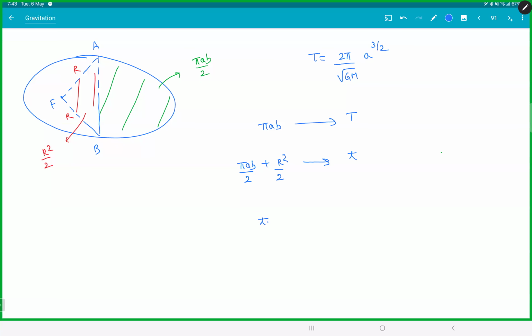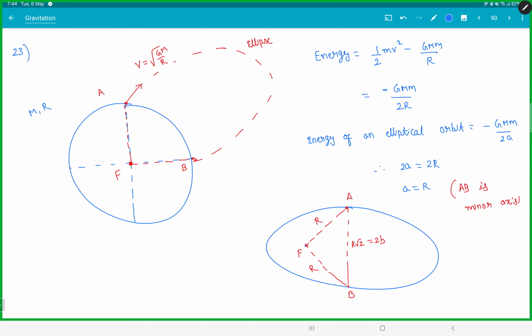So what is small t? It is pi AB by (pi AB by 2 plus r square by 2) into T. A is equal to r and B is equal to r by root 2. Substitute all the values, you'll get the answer. So the main thing is figuring out this part. If you had given any other velocity, this wouldn't be a half ellipse, it would be something else.